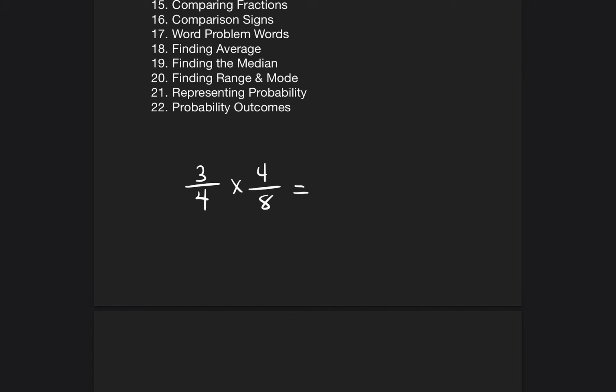So the way that you multiply fractions is that you multiply the top numbers. So I would do 3 times 4 over the bottom numbers that you multiply, 4 times 8. So 3 times 4 is equal to 12. And then 4 times 8 is equal to 32. So 12 over 32 would be my answer, but we would have to simplify.